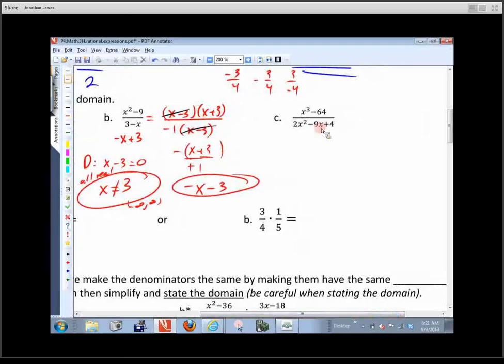Okay, let's take a look at this. Little more challenging here. Remember what that one is? Difference of cubes. Perfect cube of x, perfect cube of 4. So this is going to be x minus 4, x squared, 16. That one's positive because we've already used the negative.